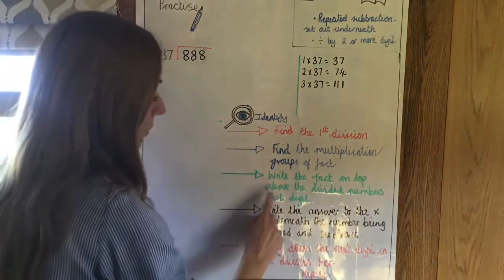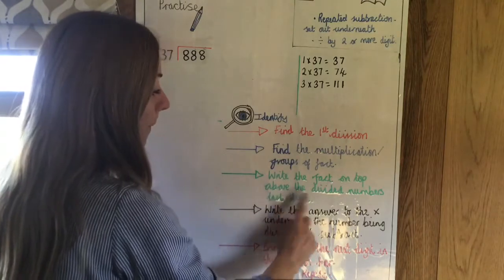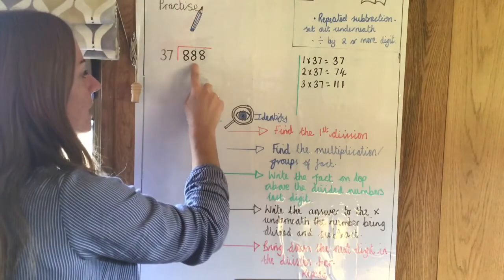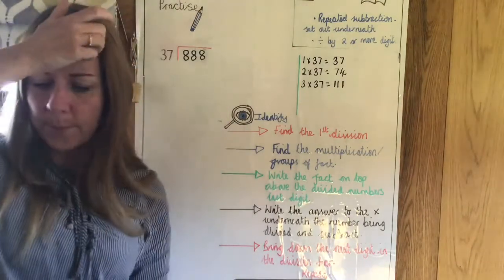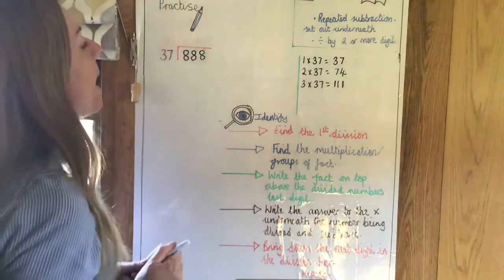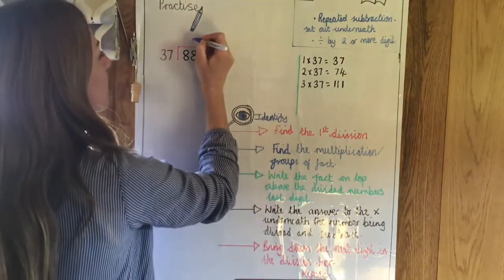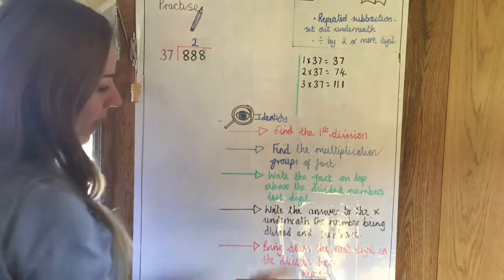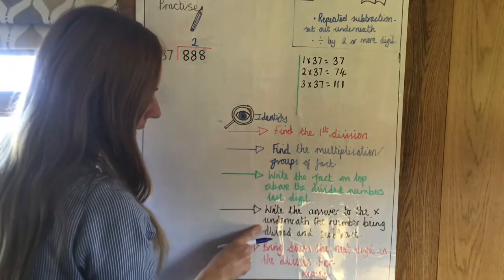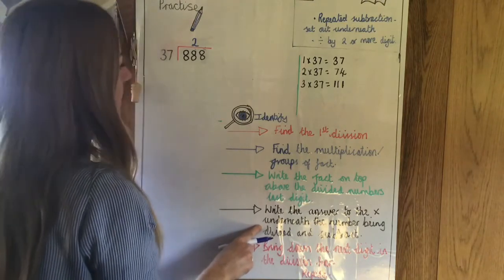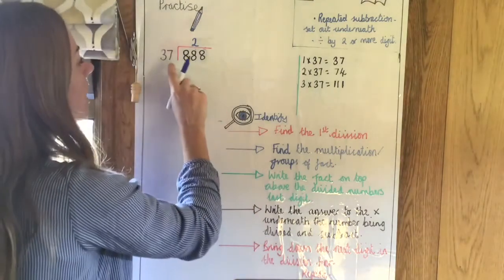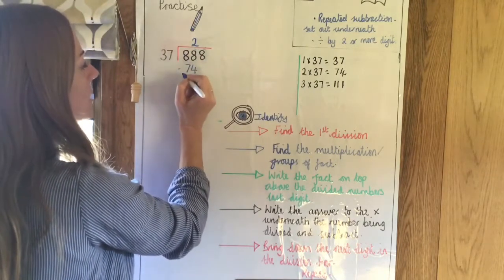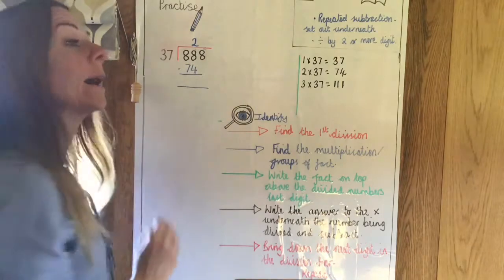So step 3, write the fact on top above the divided number's last digit. Here's our divided number, 88. Its last digit is 8. So above 8 we write the number 2 because that's the multiplication fact, 37 times 2. And then write the answer to the multiplication underneath the number being divided and then subtract. So the answer to 37 times 2 is 74. You write it underneath the number you're dividing and you subtract.